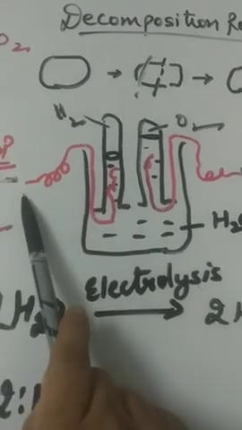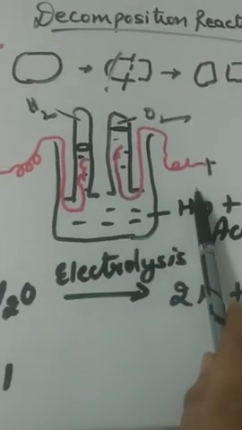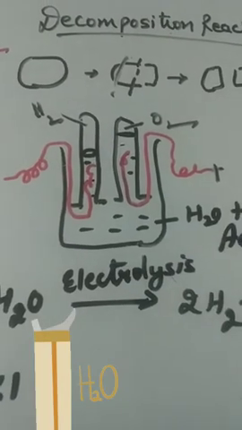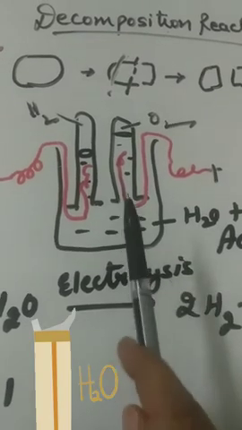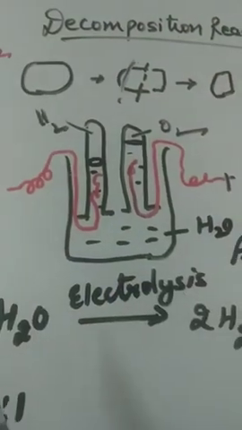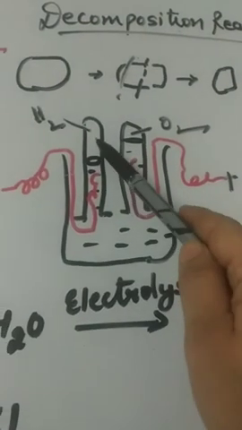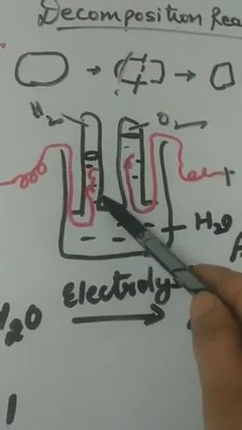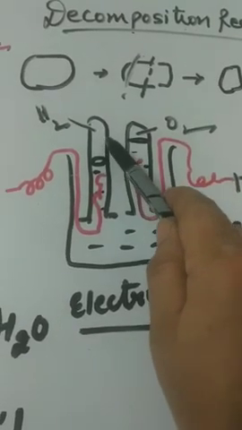Connect the wires with the battery, one with the negative terminal, one with the positive terminal. Then we will start passing current for some time. Gases start collecting in the test tube. We will observe the water level in the test tube. It decreases and the upper empty space, or gas collection, increases.